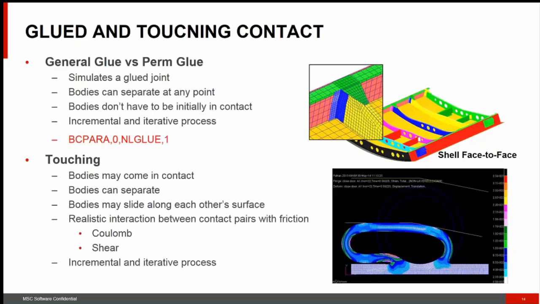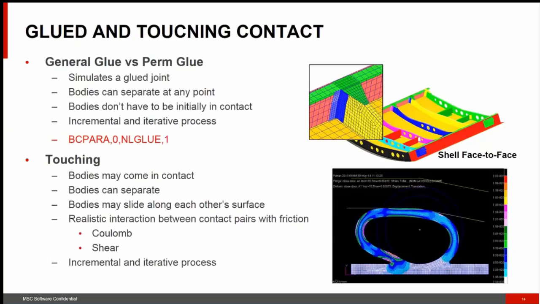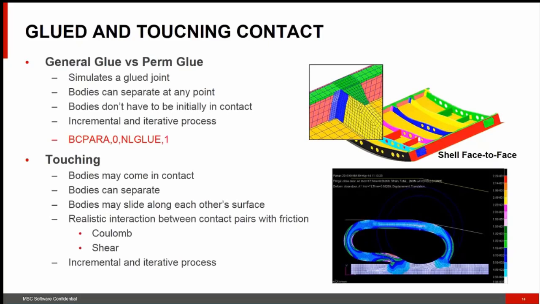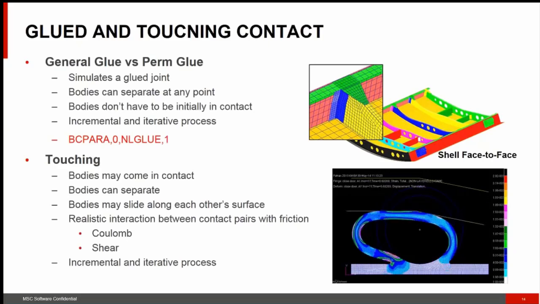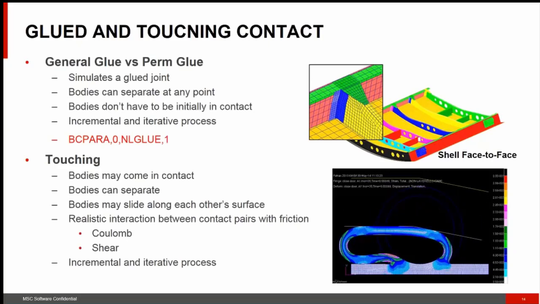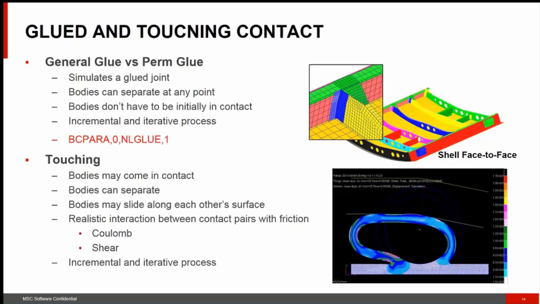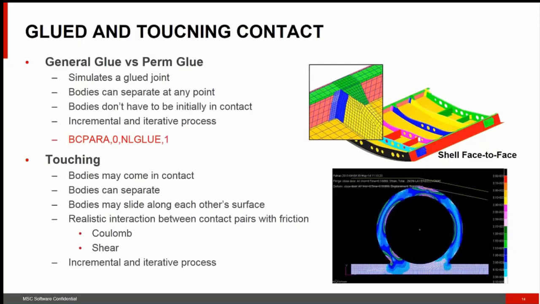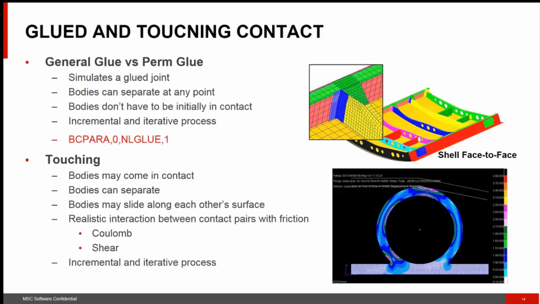Now, for the touching contact, another important option is that it's an incremental procedure, because we're running it in solution 400. So the status is checked in every increment. And the contact force will be checked against the separation force for contact separation once the solution converges. So bodies remain in contact if the pulling force is less than the separation force that's been defined. Otherwise, the contact allows separation.